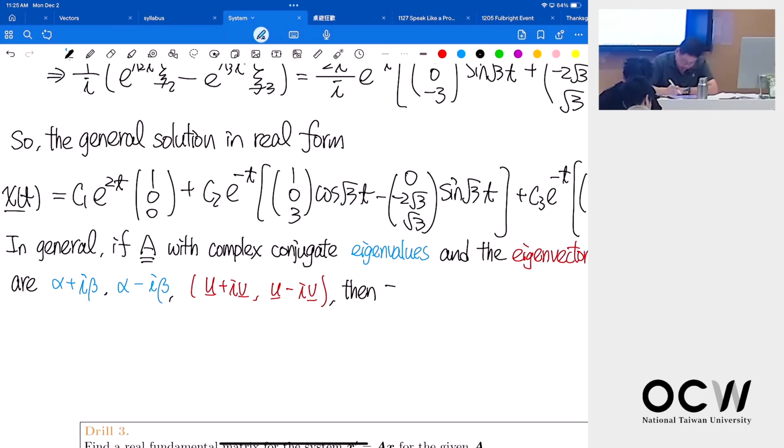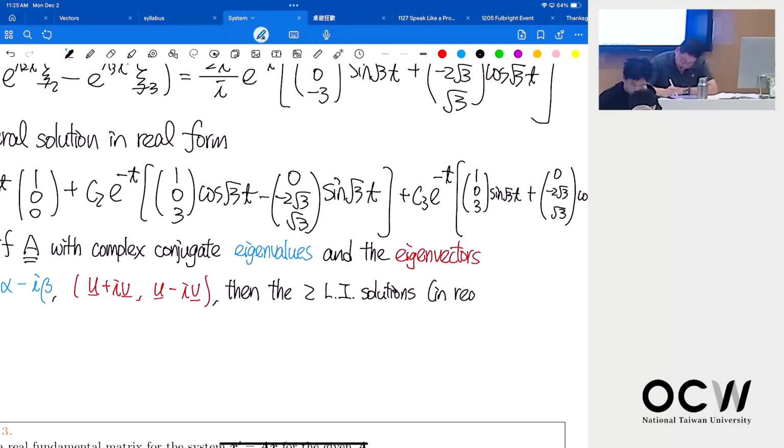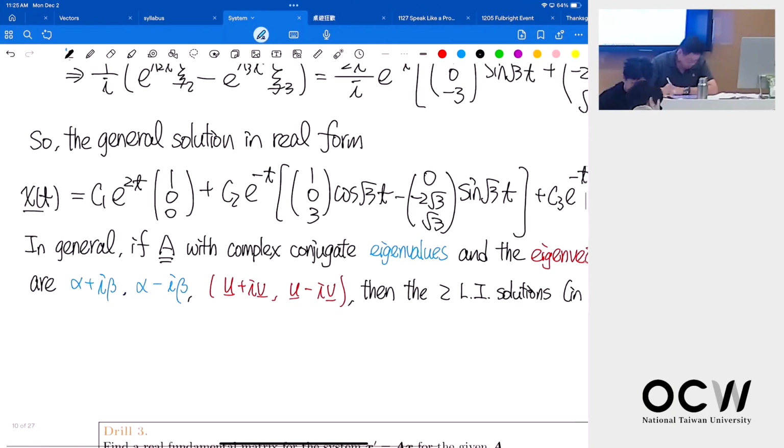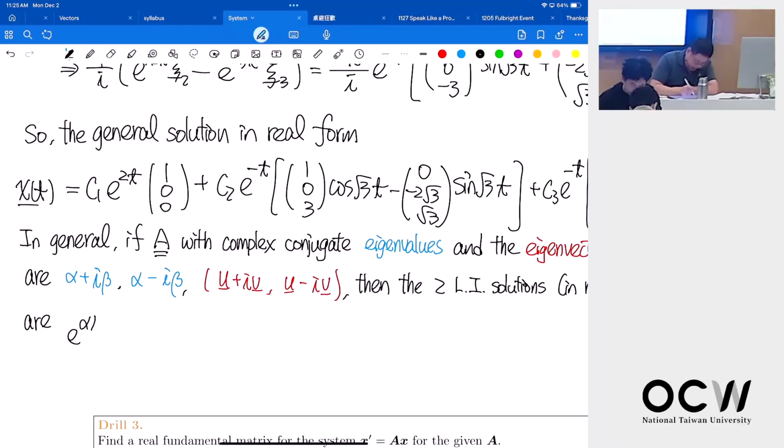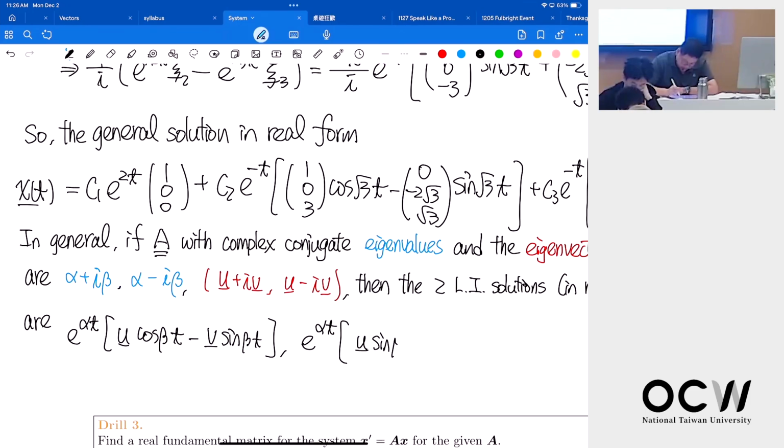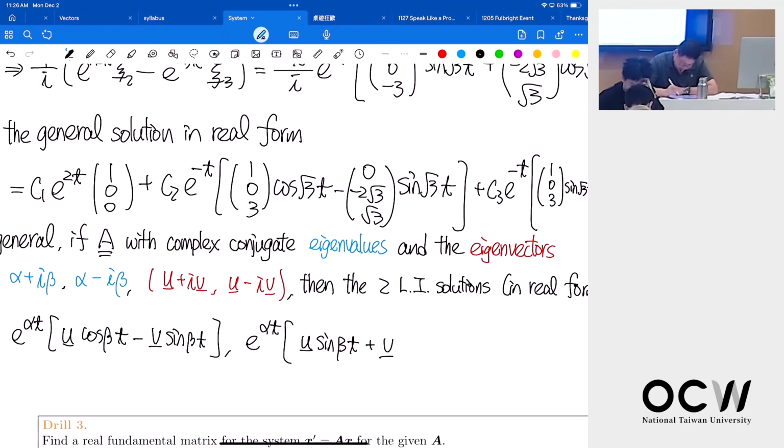The two linearly independent solutions in real form are e to the alpha t times u cosine beta t minus v sine beta t, and the other one, e to the alpha t times u sine beta t plus v cosine beta t.